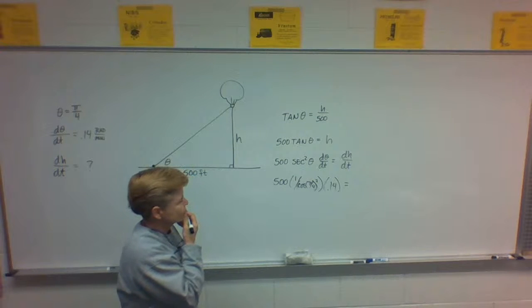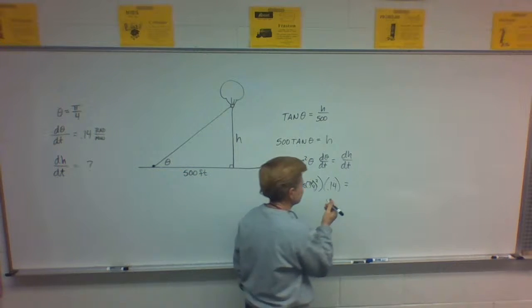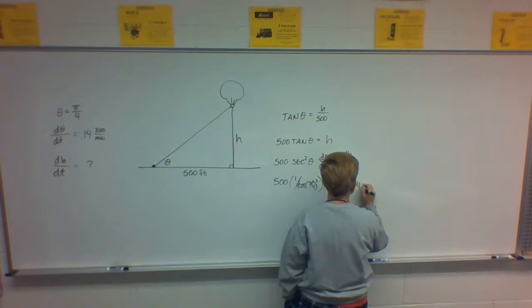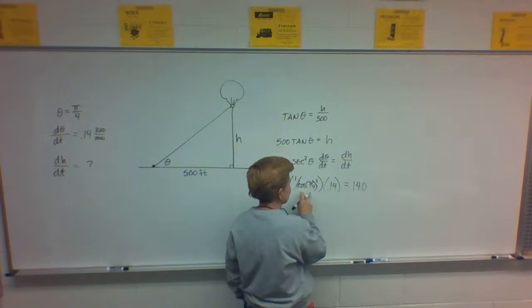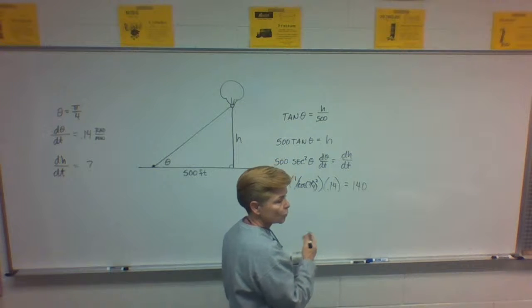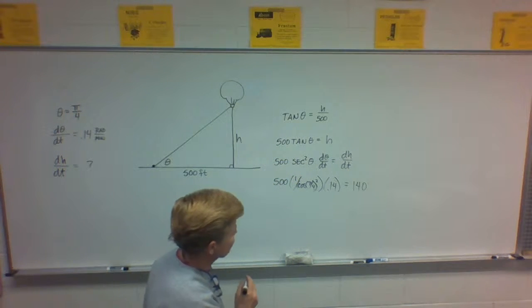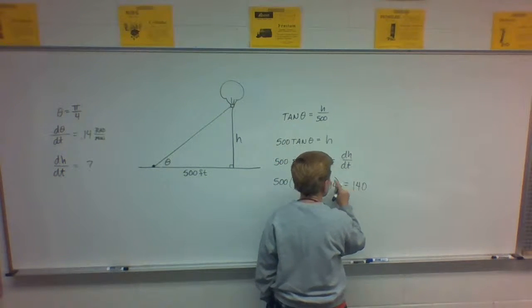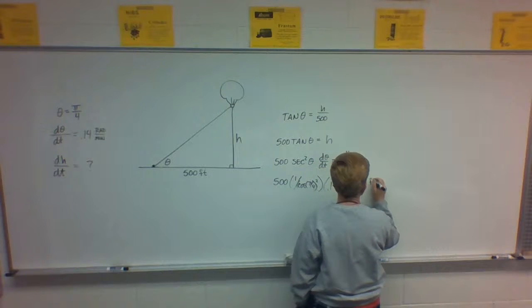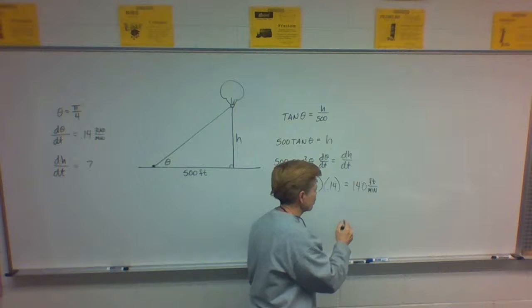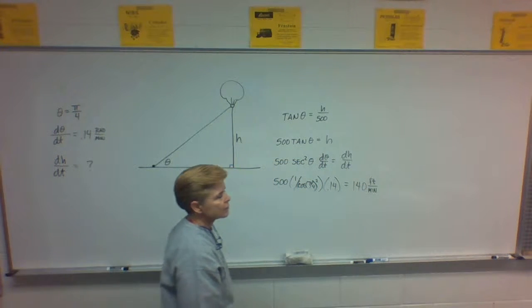I got 140. Is it exactly? Yep. I think that's because this turned out to be like a root 2 thing, and when you square it, you just get 2, so things come out nice and whole and wonderful. 140 what? Feet per minute, which is about right for a balloon. They don't rise up very fast, and they get a whole minute to rise 140 feet.